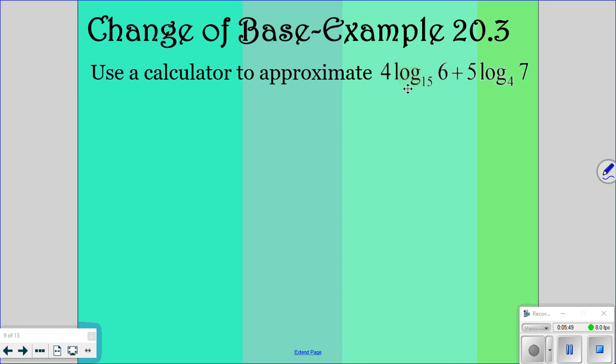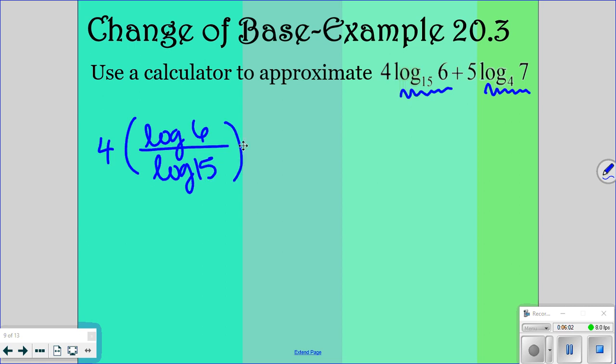So we need to rewrite this log base 15 of 6 and this log base 4 of 7. So we're going to rewrite them as log of 6 divided by log of 15, and then log of 7 over log of 4. Okay, so that's the first thing you need to do. Now we need to get decimals for these two numbers.